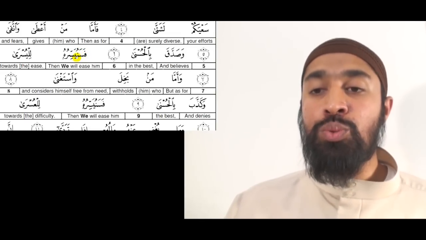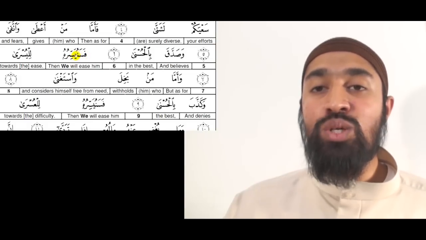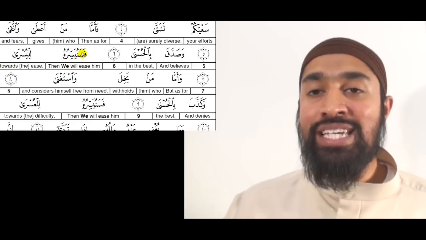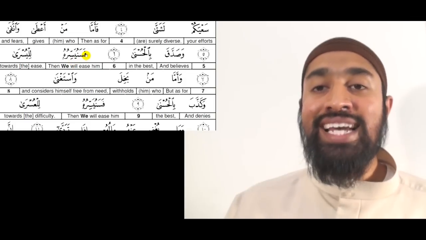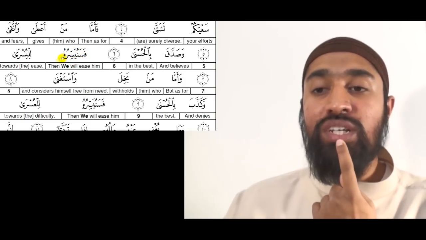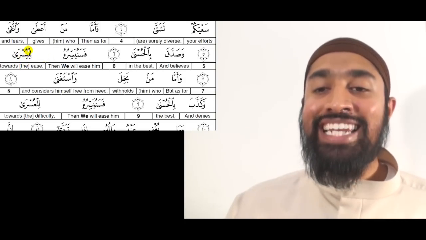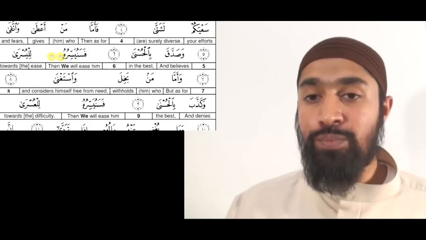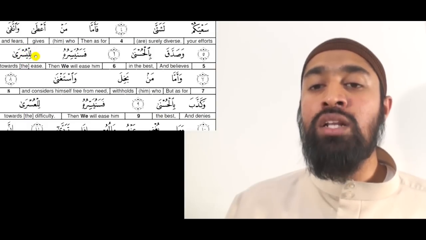Remember, when you find the kasra in this whole word, fasanuyassi, give the feel sound. E. Fasanuyassiruhu lil yusra. Lil yusra. This ra is heavy, you know, because it has a line on top.